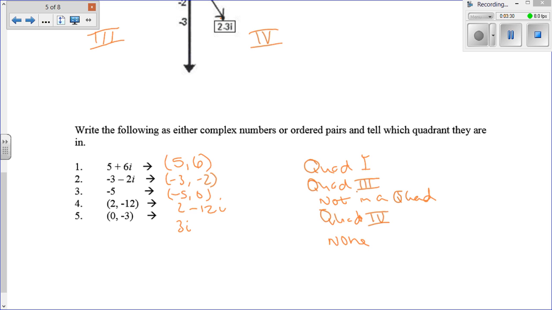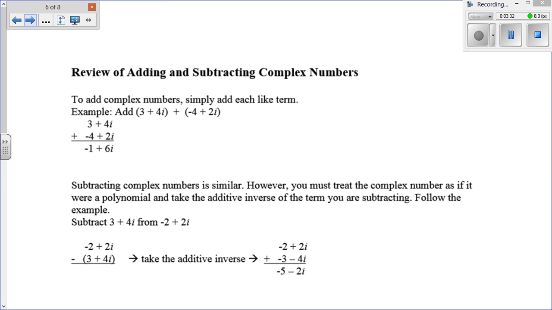All right, moving on. We are going to review adding and subtracting complex numbers. To add complex numbers, simply add each like term. So we have 3 plus 4i plus negative 4 plus 2i. We can rewrite it this way. We have 4i plus 2i is just 6i, and 3 minus 4i. All we're doing is combining like terms.